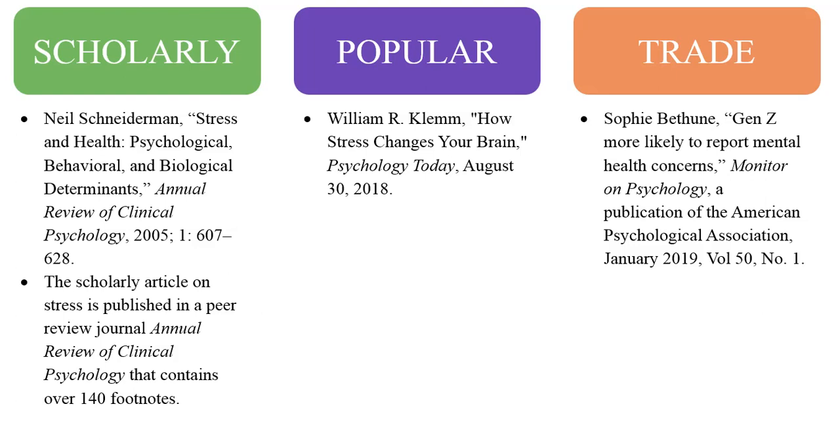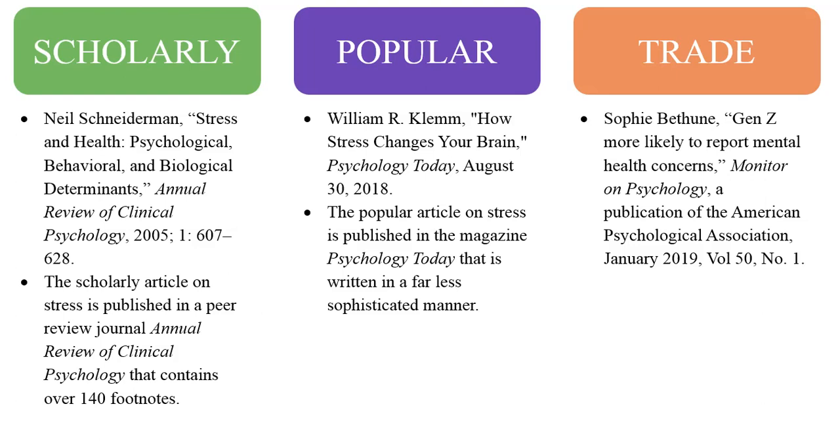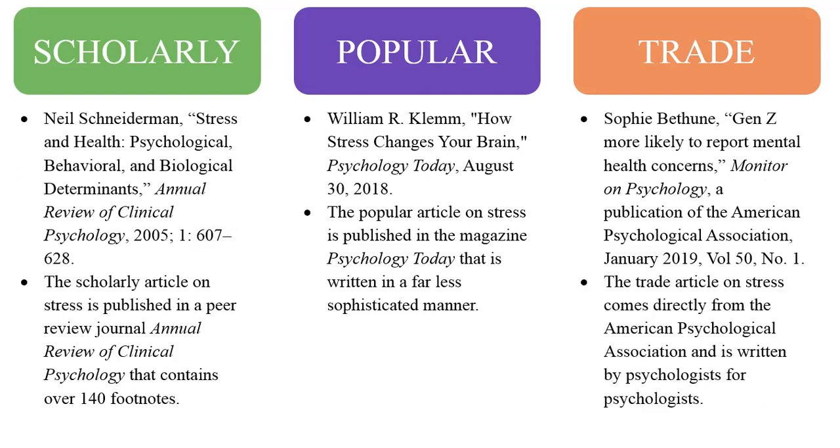So Schneiderman's scholarly article on stress is published in a peer-reviewed journal, Annual Review of Clinical Psychology, and it actually contains over 140 footnotes. You can check it out. The popular article by Clem is on stress, published in the magazine Psychology Today, and is written in a far less sophisticated manner. There are no footnotes. It reads very differently. And finally, the trade article on stress comes directly from the American Psychological Association and is written by a psychologist for a psychologist. So three very different types of articles: scholarly, popular, and trade.